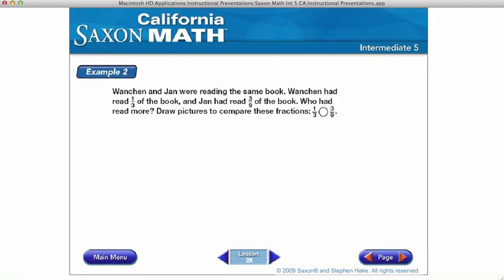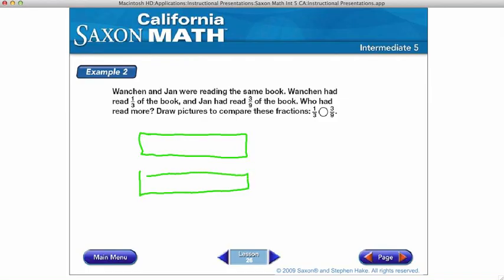Wanchin and Jan were reading the same book. Wanchin had read 1/3 of the book, and Jan had read 3/9 of the book. Who had read more? Draw pictures to compare the fractions. Okay, so again, we're going to use rectangles. And because I'm going to split into 9ths, I'm going to make my rectangles a little bit bigger this time. Not necessarily taller, just wider. Okay, and here is Wanchin and Jan. Wanchin has read 1/3, and Jan has read 3/9.